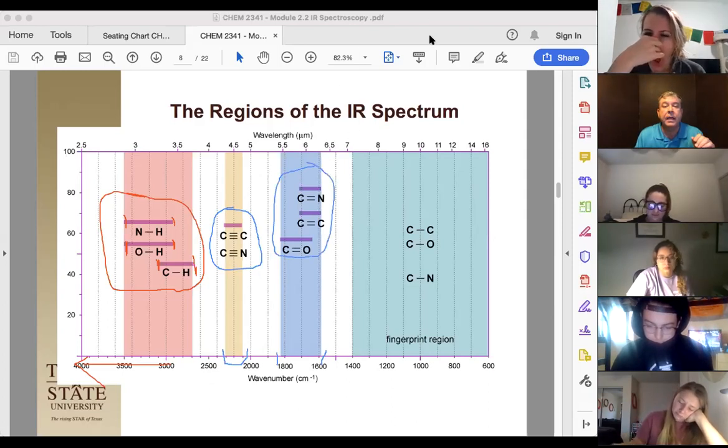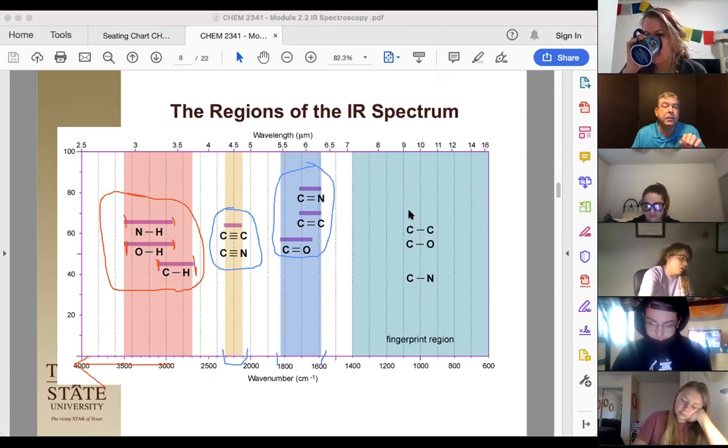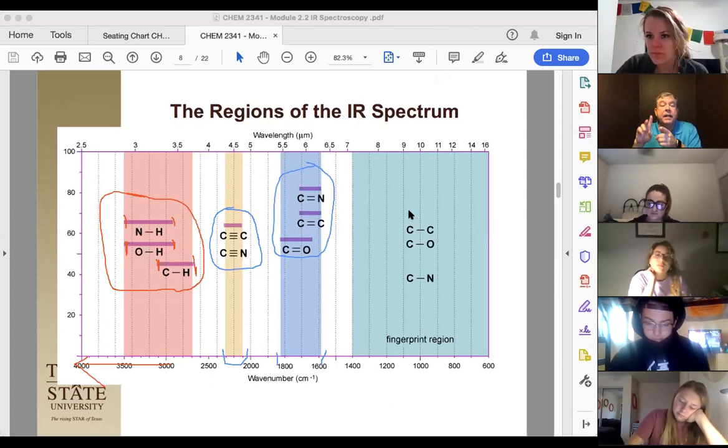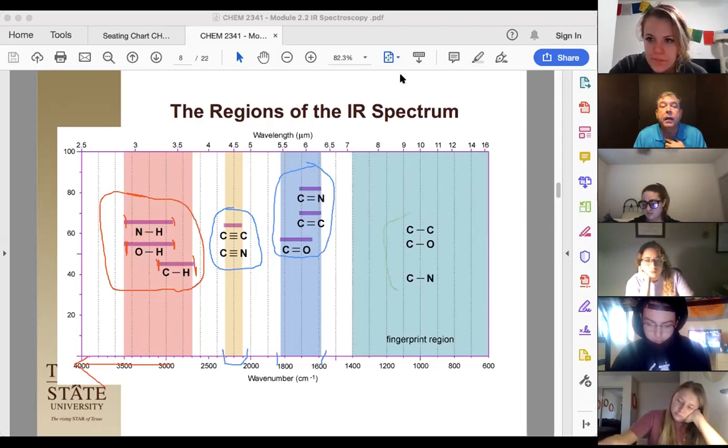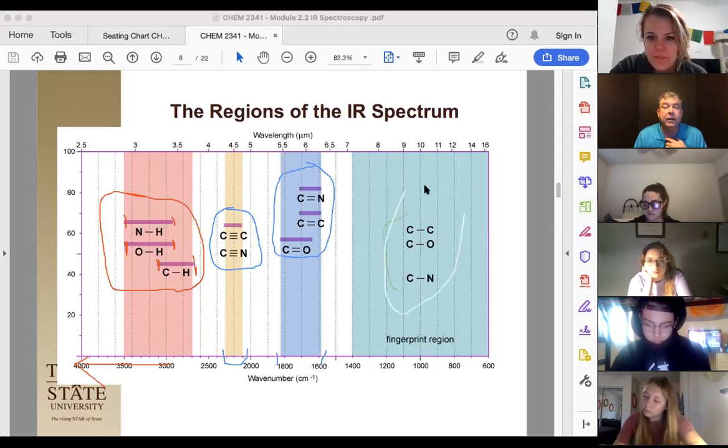And then the last zone here is what we call the fingerprint region, because there's going to be a lot of fine detail, because that's where all those molecular motions show up with wags and bends and asymmetric stretches. And they'll also show up in this range. But in this range right here, that's where we see all of those single bonds.